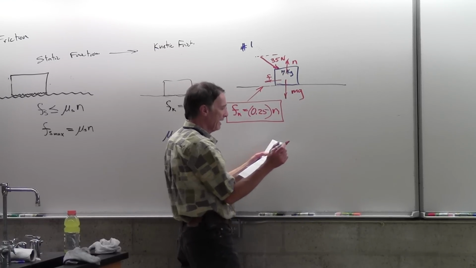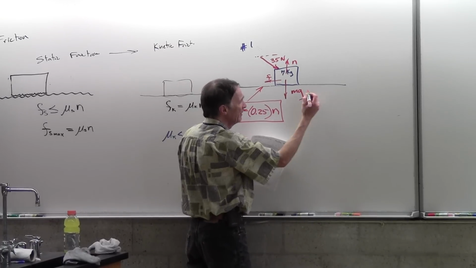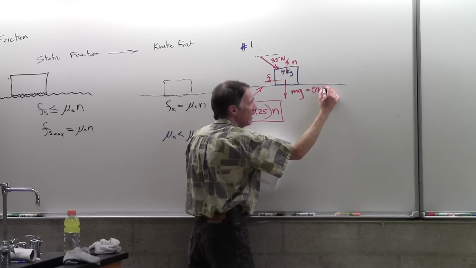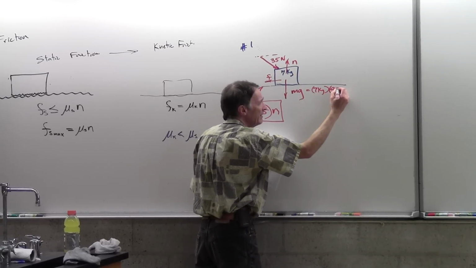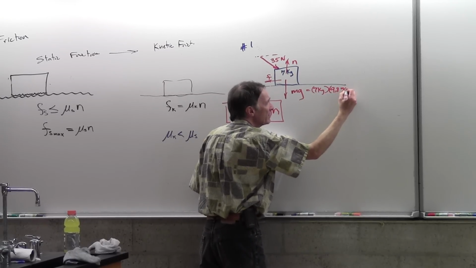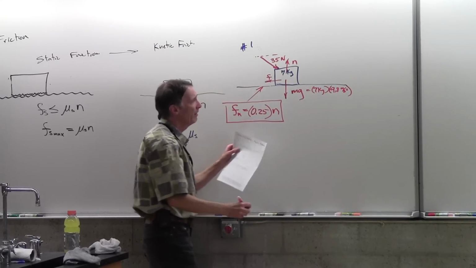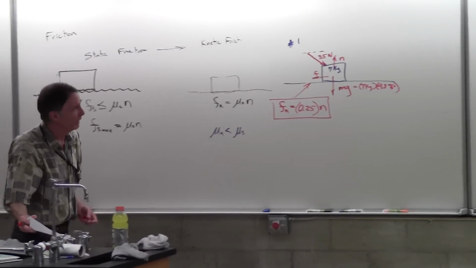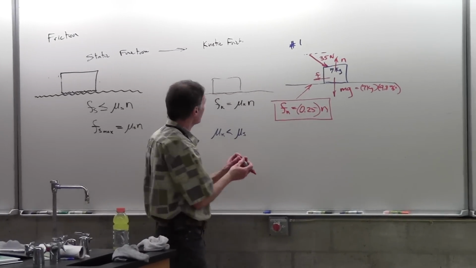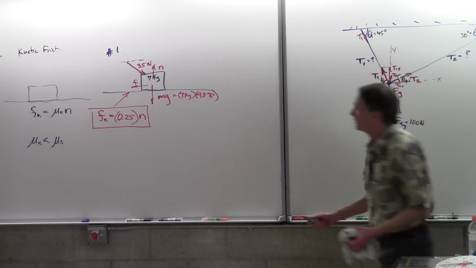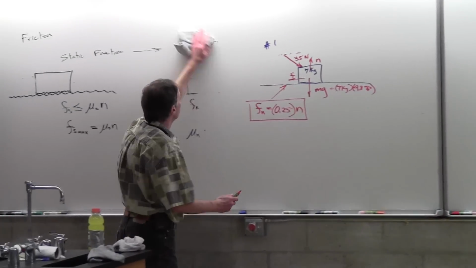Now, I've got a 7 kilogram block, so it's easy to get this: 7 kilograms times 9.8 meters per second squared. That's going to be the weight of this thing. I've got 35 newtons down. Now, what I'd like to do is do some forces on this thing. Let me do this work over here.